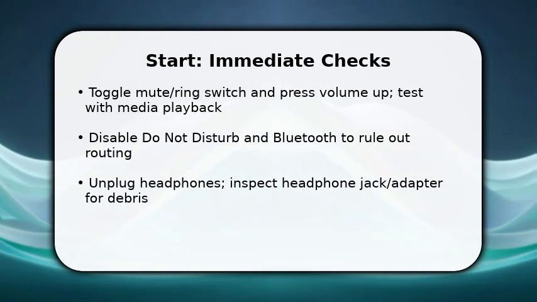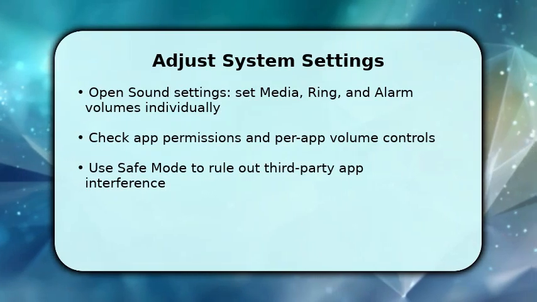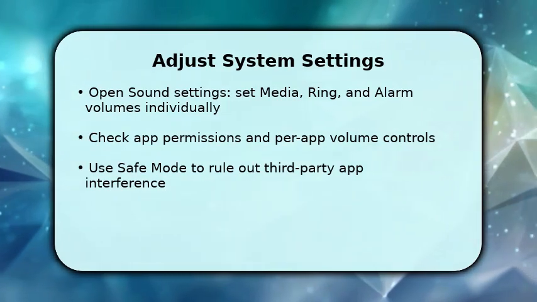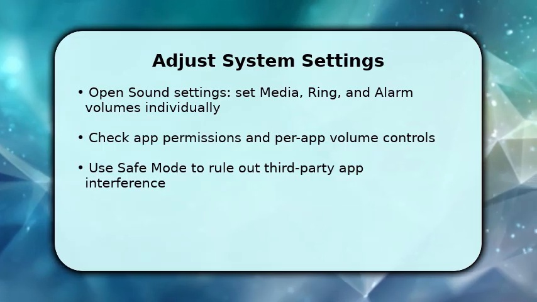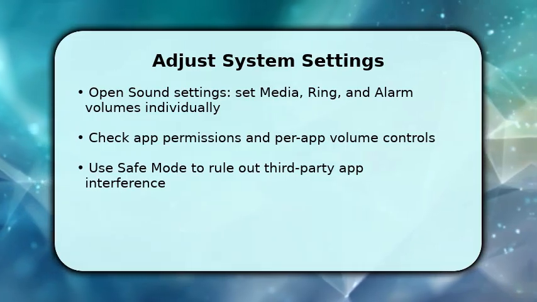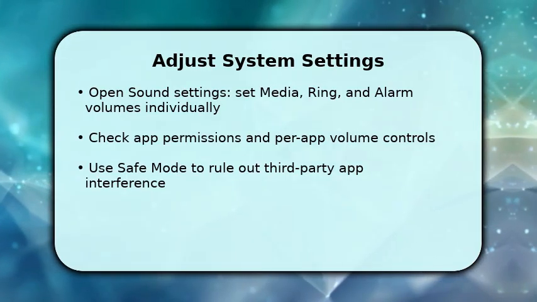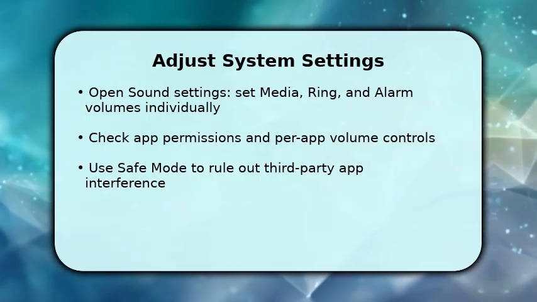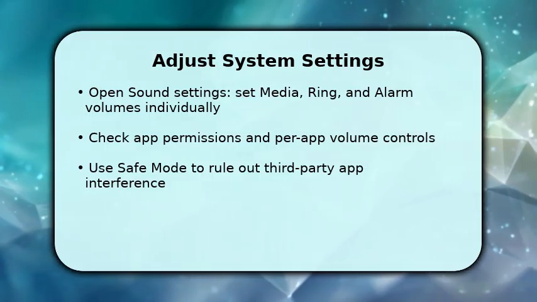Now dive into settings. Open sound or sounds and vibration and adjust media, ring, and alarm sliders separately so you know which channel is affected. You should test audio while each slider moves because some phones differentiate system sounds from media.